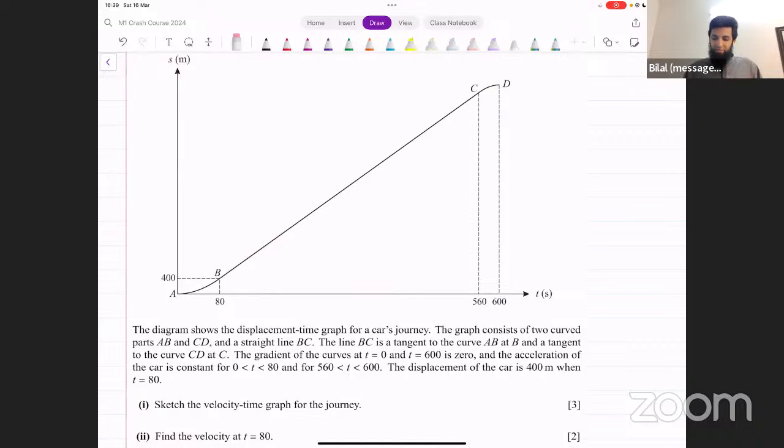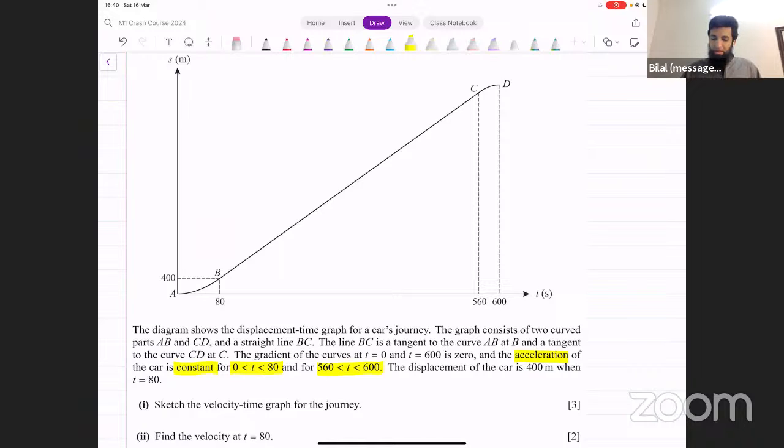The gradients of the curves at t equals 0 and t equals 600 is 0. So initial gradient is 0 and the final gradient is also 0. The acceleration of the car is constant for time between 0 and 80 and also 560 to 600. So in the curved parts, acceleration value is constant.